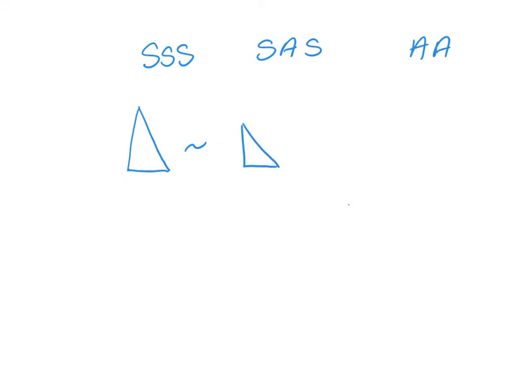If these two triangles are similar, we can prove that they're similar three ways: side, side, side; side, angle, side; and angle, angle, okay? So let's say this triangle has sides 4, 5, and 6, and this one has sides 8, 12, and 10, okay?